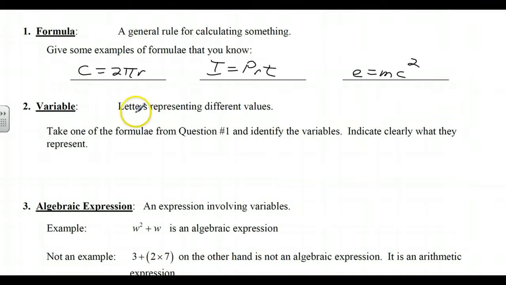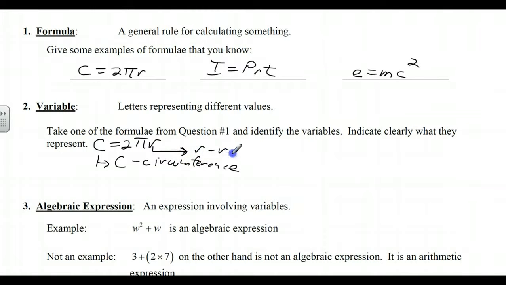Variable, letters representing different values. Take one of the formulae from question 1 and identify the variables. So let's take C equals 2 pi r. There are two variables. There is C, which is the circumference, the distance around a circle. 2, not a variable, that's a number. Pi, not a variable, that's also a number, although it's irrational. And there is r, which is the radius of said circle, whose circumference we will get by plugging into this formula.